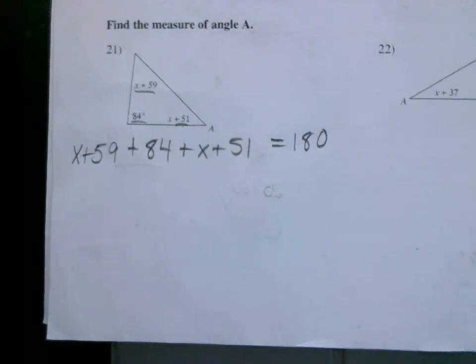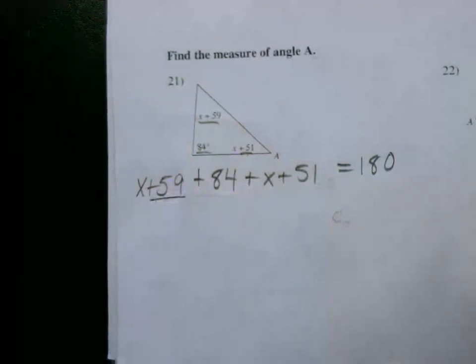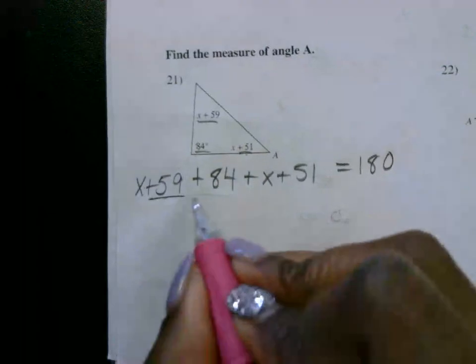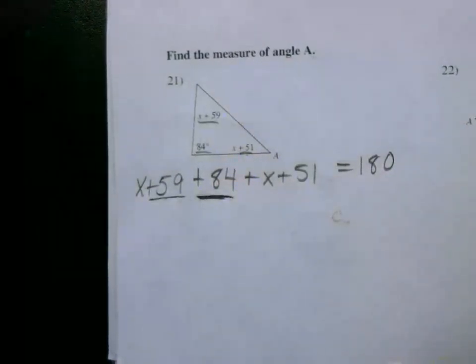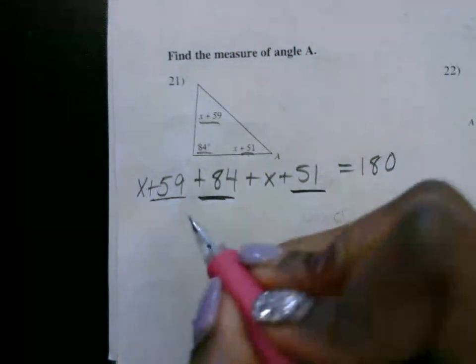Now we're going to combine terms that are alike. So what terms are alike here? What can we add together? We can add 59. What else? 84. What else? 51. So let's add those together. We got 59 plus 84 plus 51. What does that give you? 194.